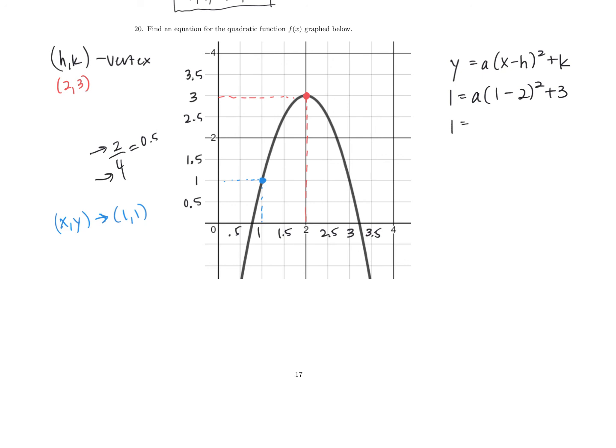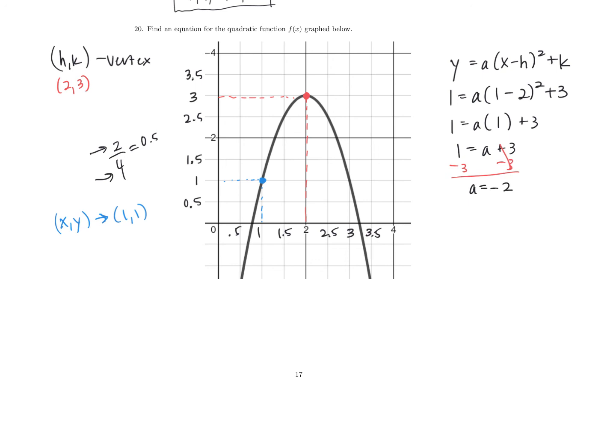So we'll have 1 equals a times 1 minus 2 is negative 1. Negative 1 squared is positive 1. 1 times a is just a. And then if we subtract 3 from both sides, we will get a is equal to negative 2.